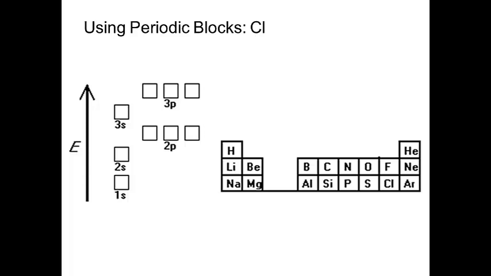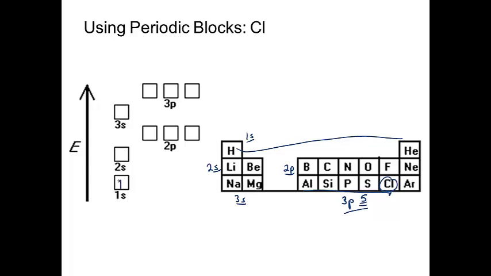Okay. Now let's look at using periodic blocks to determine where we are, and let's do chlorine. We know that hydrogen and helium is the 1s block, lithium and beryllium are the 2s block, boron to neon is the 2p block, sodium and magnesium are the 3s block, and chlorine is the 3p block. Because chlorine is the next to last element there, and it's 5 atoms in, that means we should fill up the 1s, the 2s, the 2p, the 3s, and the 3p up through the fifth electron, because we have 5 elements in.